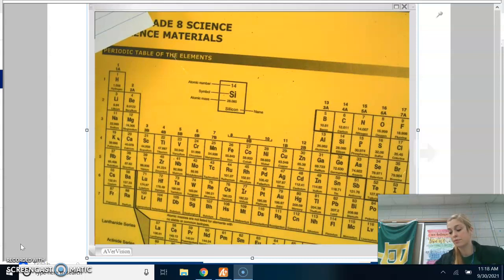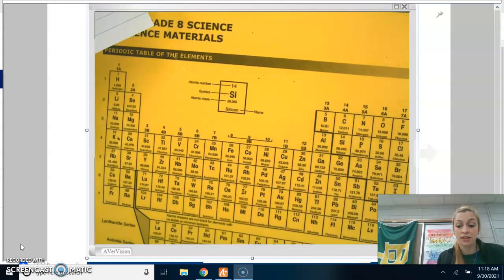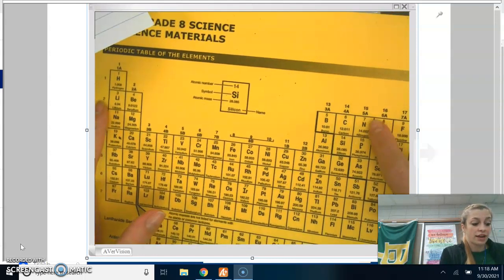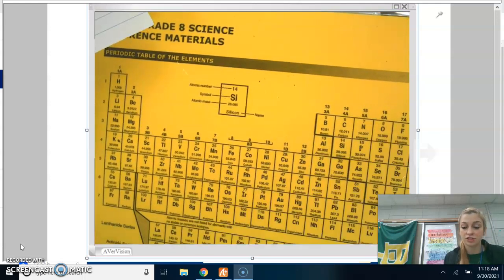Let's try another one. What element has 5 valence electrons and 2 energy levels? Okay, 5 valence electrons tells us what? It tells us group 15 or 5A. 2 energy levels tells us what? It tells us period 2. So 5A period 2 is nitrogen.